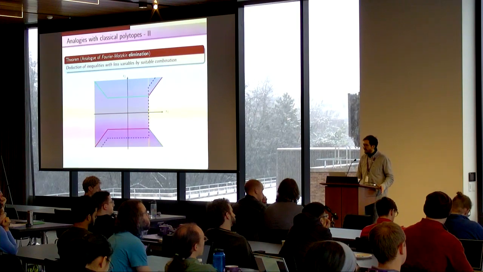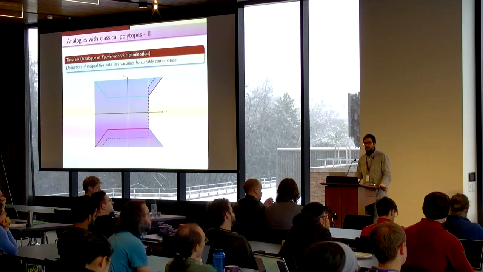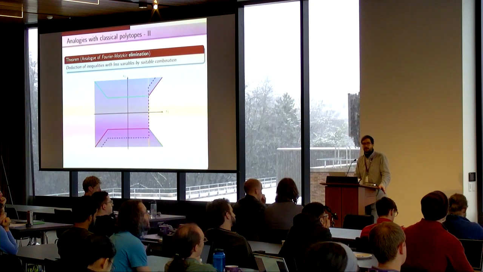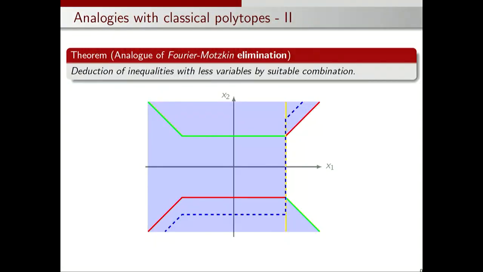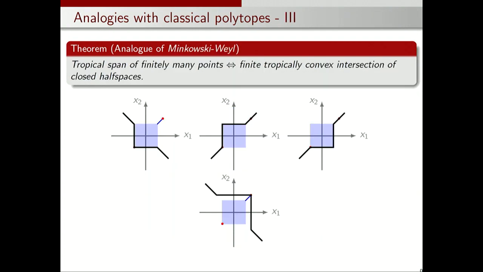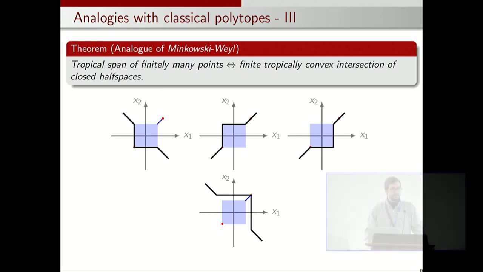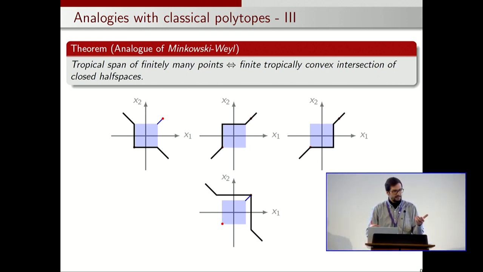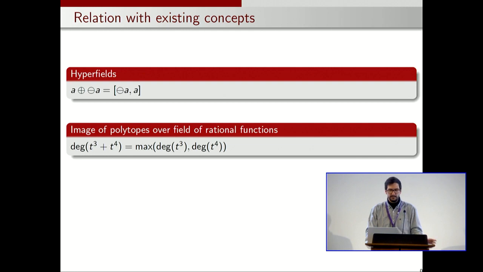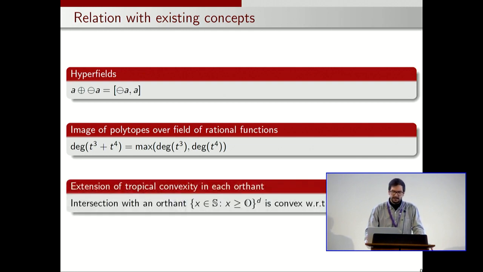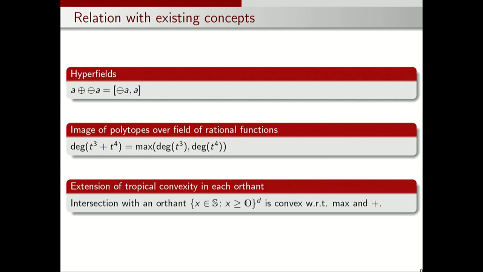Also surprisingly, many other geometric constructions work. For example, Fourier-Motzkin elimination, which is at the heart of the proof for the separation. It's an elimination, so actually variables should cancel, but there is no cancellation, and it works nevertheless. And also a Minkowski-Weyl type theorem can be shown. What we really like about polytopes is that we have an inner description and an outer description. This works even if closed half spaces are not convex. Then we also exhibited several relations with other existing concepts, which I don't want to get into detail on.